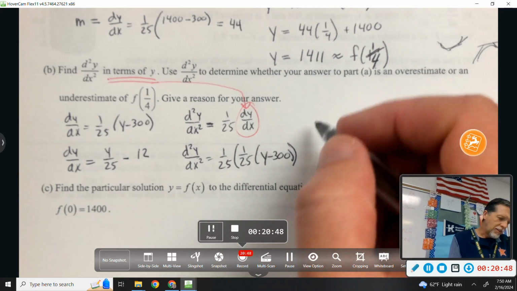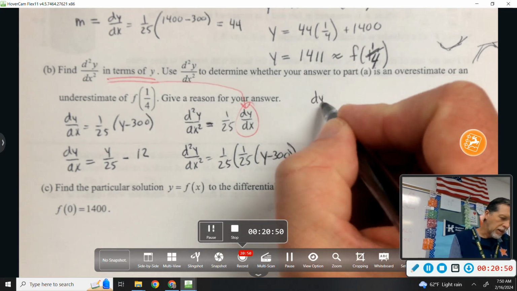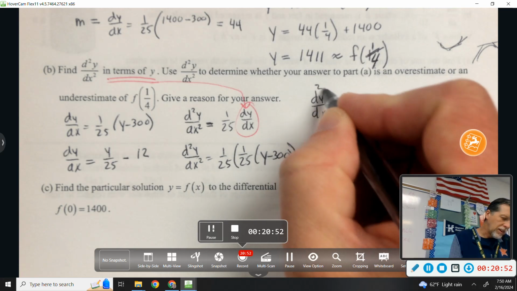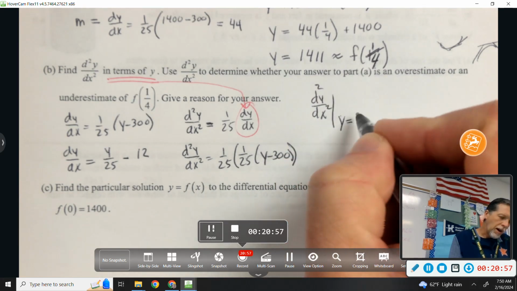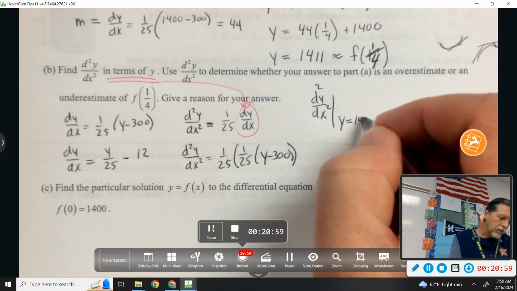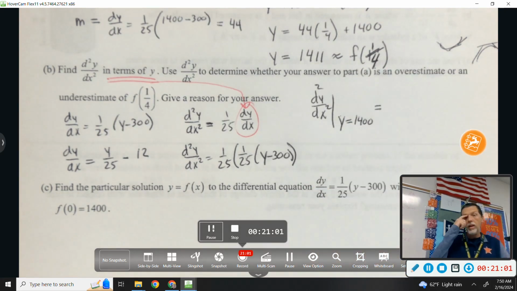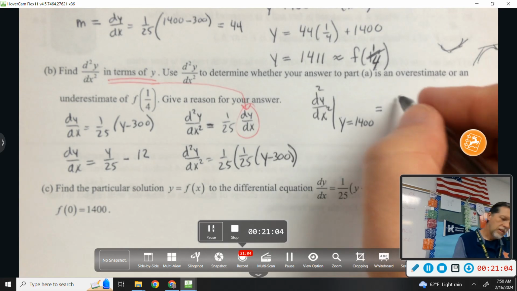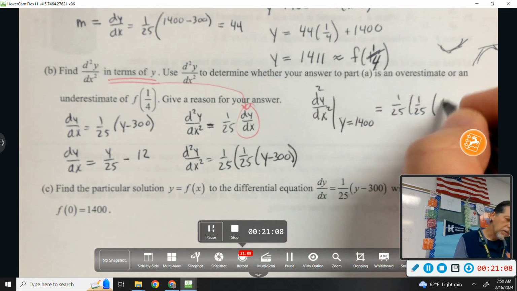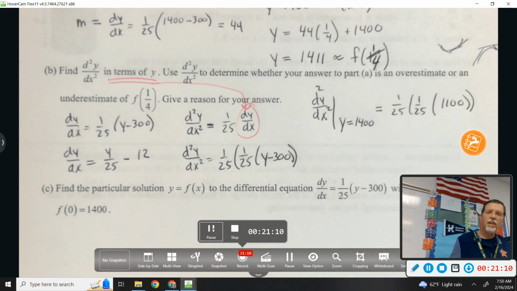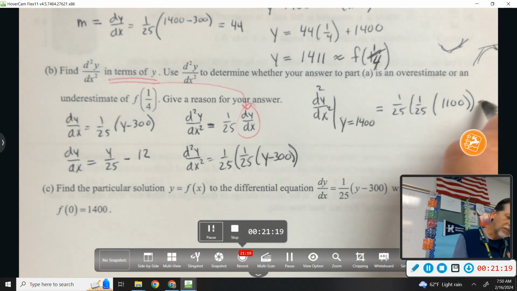Now let's see if it's an over or an underestimate. So the second derivative at y equals 1400, that was our starting point, is 1/25 times 1/25 times 1100. I don't know what that is, but the only thing I care about is that the value is positive. So I can really just say equals positive.